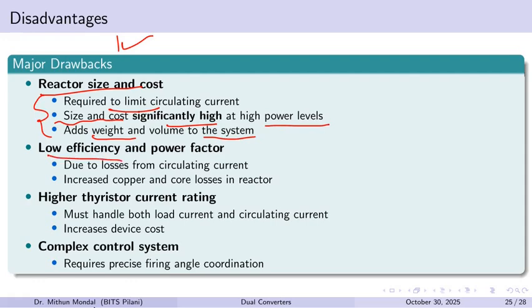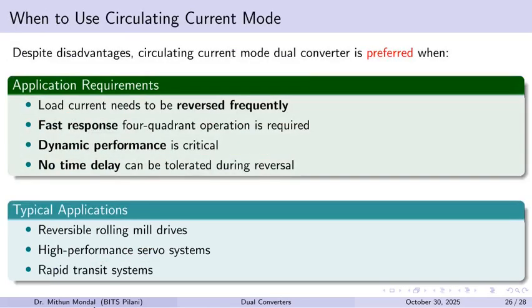It will have low efficiency and power factor because there are losses involved during the circulating current. So it will increase the copper and the core losses in the reactor. A higher thyristor current rating is needed to handle both the load current and circulating current, but it will increase the device cost. A complex control system is required for precision firing angle coordination, which are the major drawbacks of this circulating current mode involving the reactor.